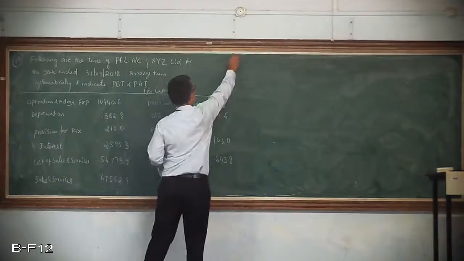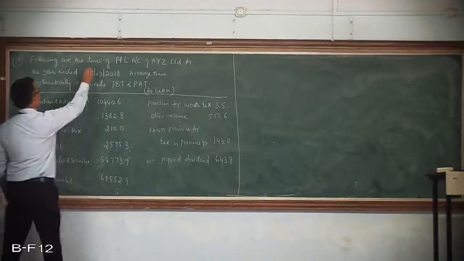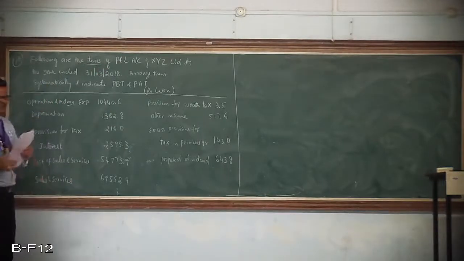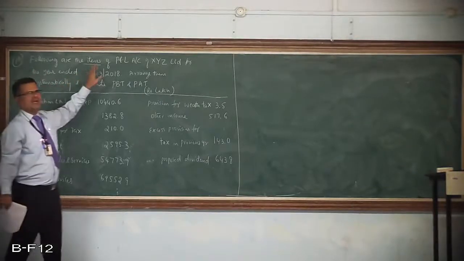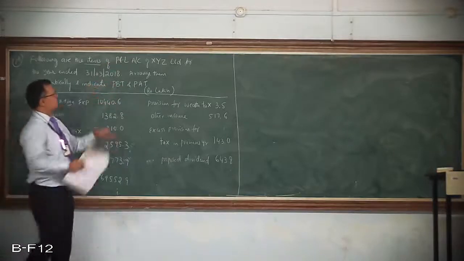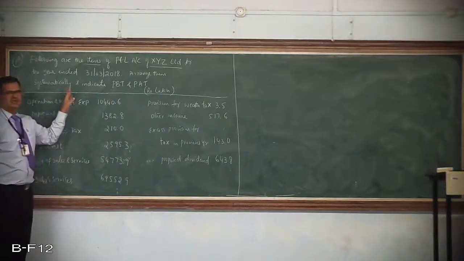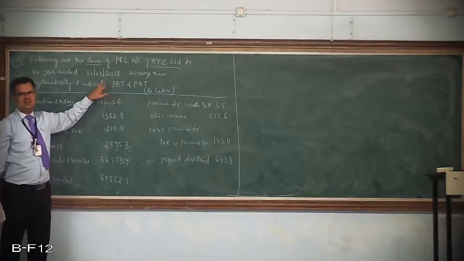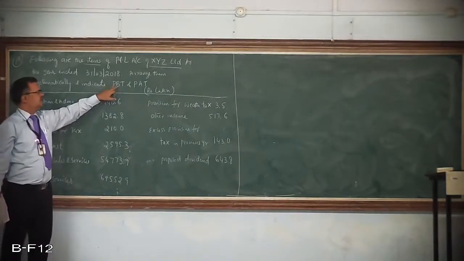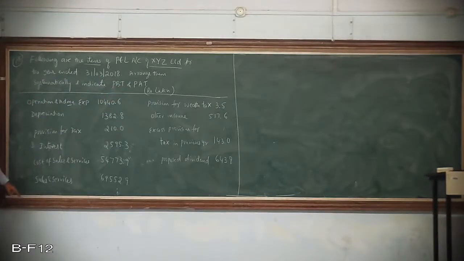So these are the values given. First, the items given of profit and loss account. So you have to prepare a P&L account of XYZ company, and also calculate PBT, profit before tax, and profit after tax. These are the values given, or items you can say in terms of accountancy.